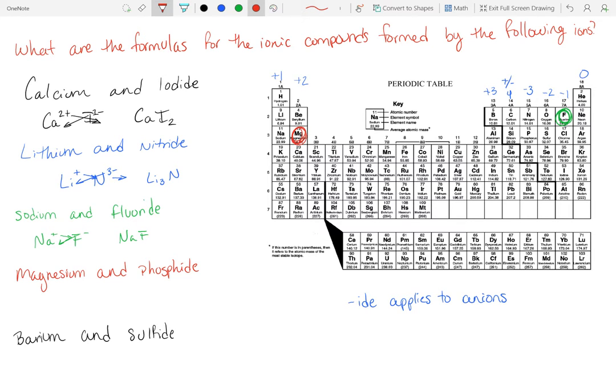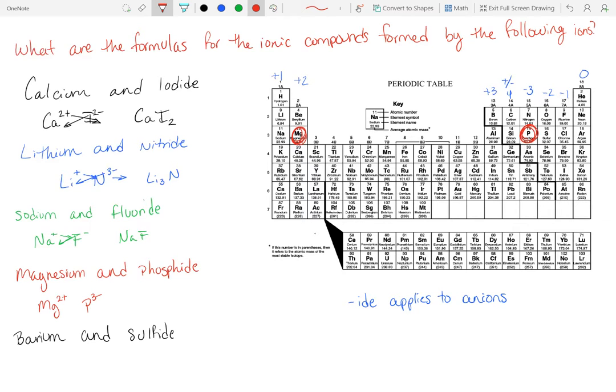And as you can see, it's right here in the second group with an ionic charge of plus 2. So Mg, 2 plus, and phosphide. All right, so where's phosphorus? It's over here, okay? In the negative 3 group, in the 15th group of the periodic table, with a negative 3 ionic charge. Okay, so P, 3 minus.